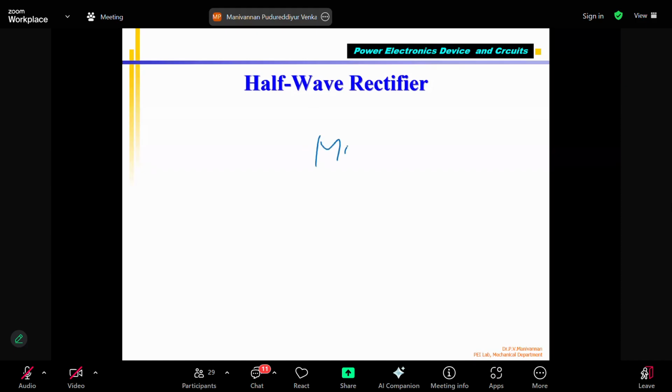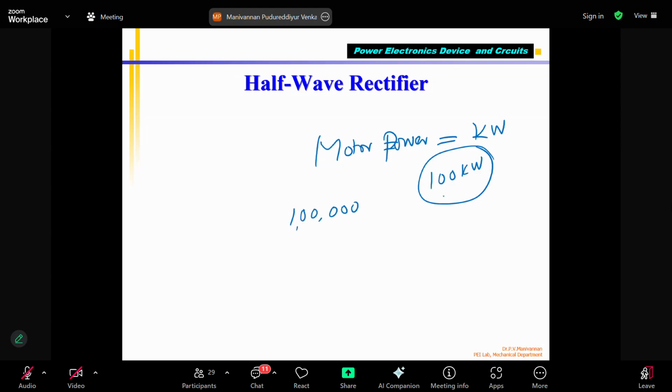Correct? Your motor power. Correct? Motor power we talk about in kilowatts. For example, you have a Mahindra or somebody making a pure electric vehicle, 100 kilowatts is the motor power. You are using a BLDC motor. What is that? That is nothing but 1 lakh watts. This is equal to 1 lakh watts. The motor power which is driving is 1 lakh watts.